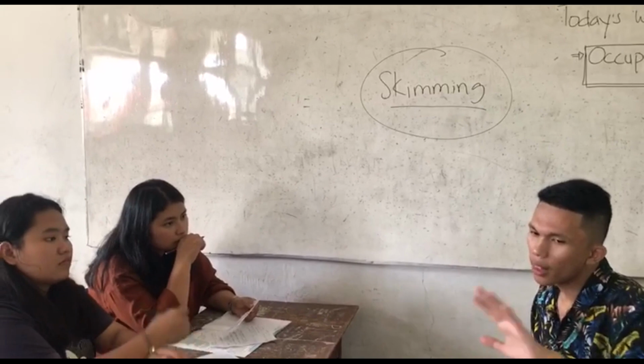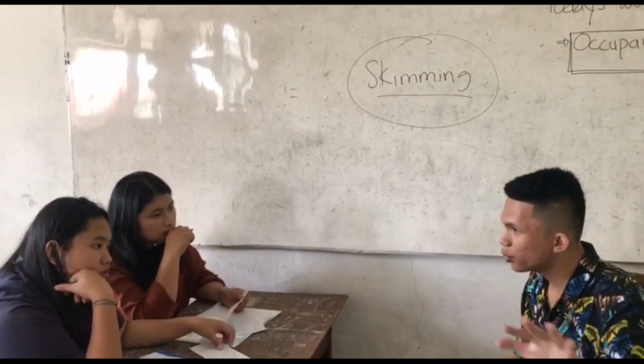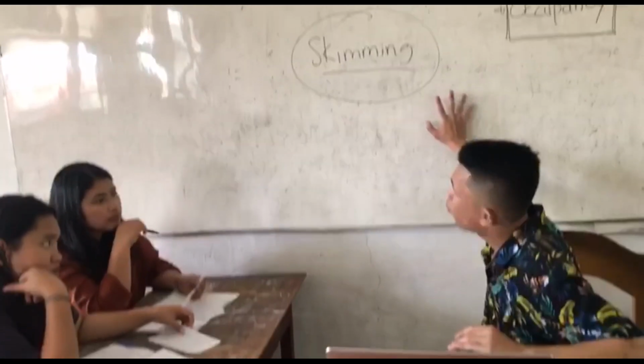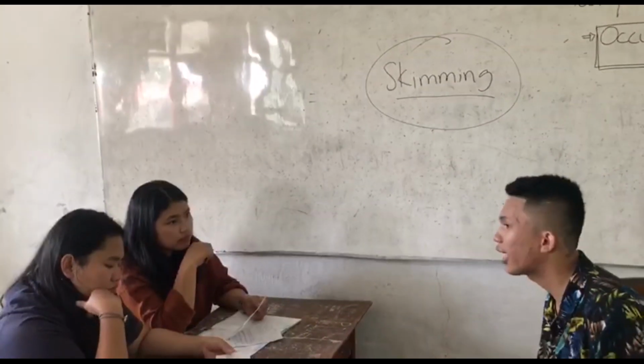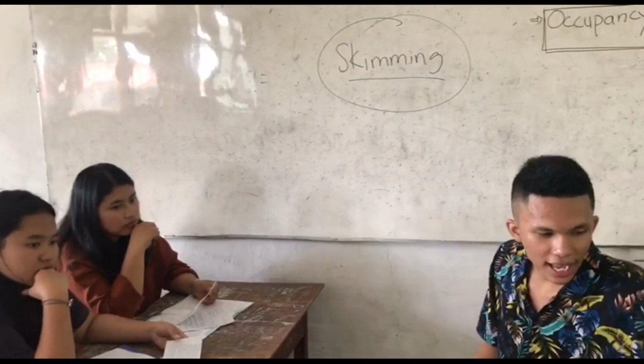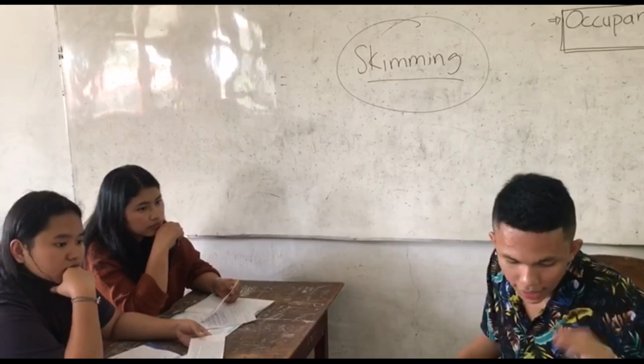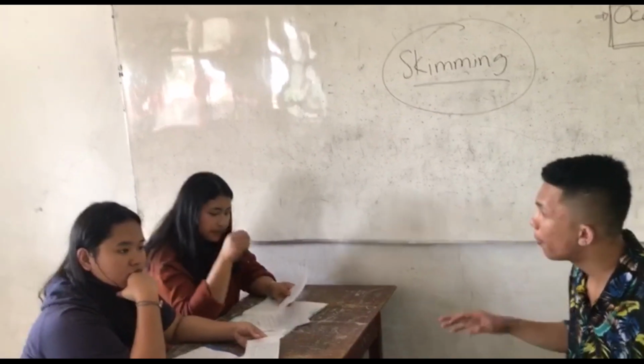Meanwhile, definition is the explanation about the word. For example, laptop. We use laptop to do our tasks, or whiteboard. We use this for writing, for explaining things. So that is the difference. Okay, guys, so now that's all for today's activity.